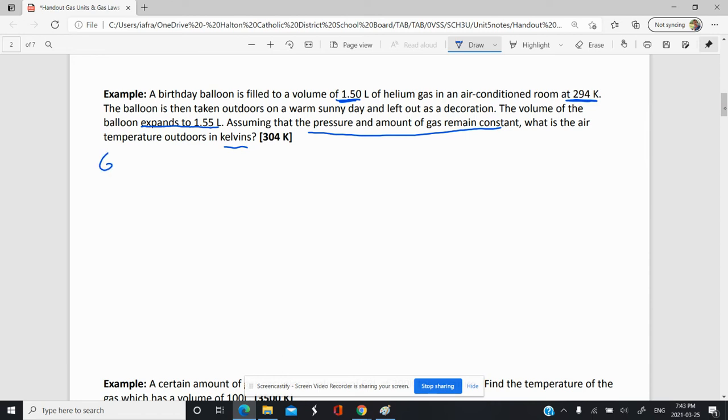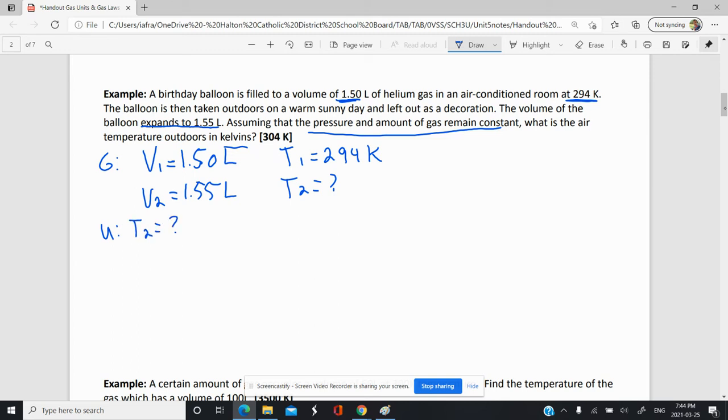Let's write out our given information again. Our initial volume of the balloon was 1.50 liters. Our initial temperature was 294 Kelvin. And our final volume is 1.55 liters. We want to find our T2. We're asking what is our final temperature outside. That's our unknown, T2.